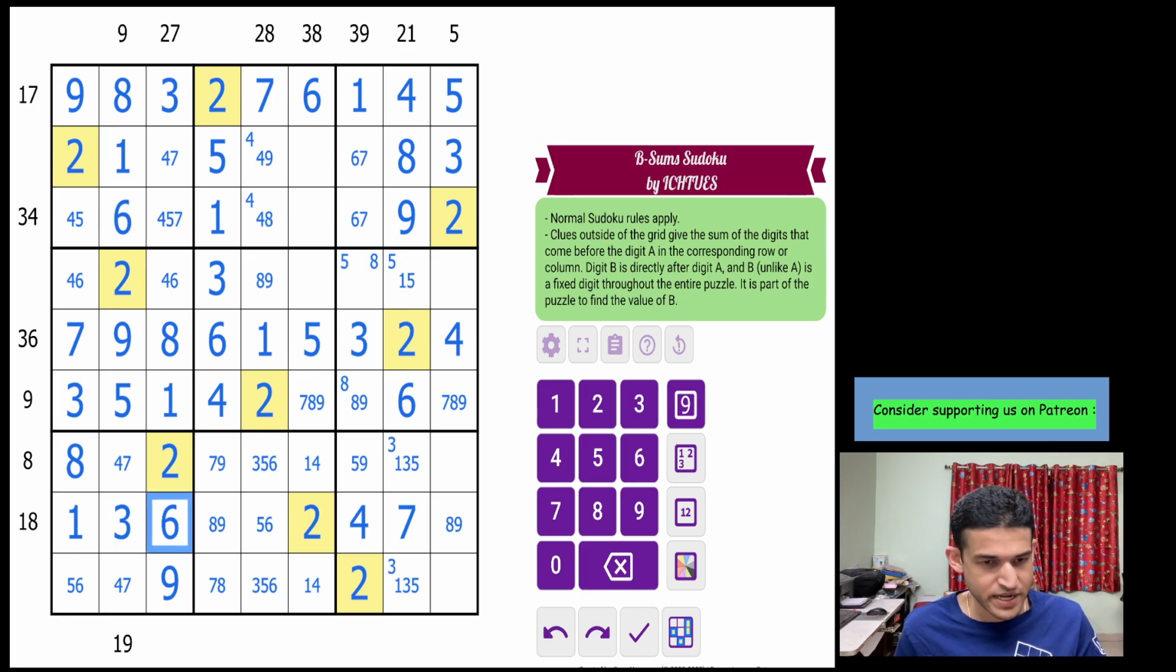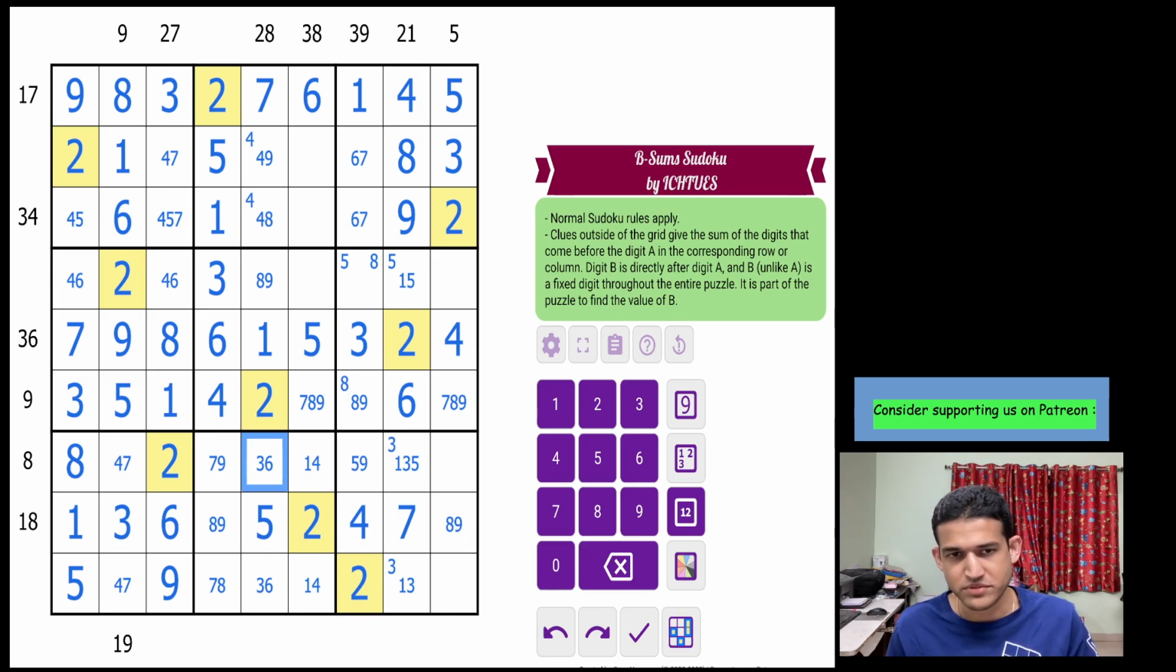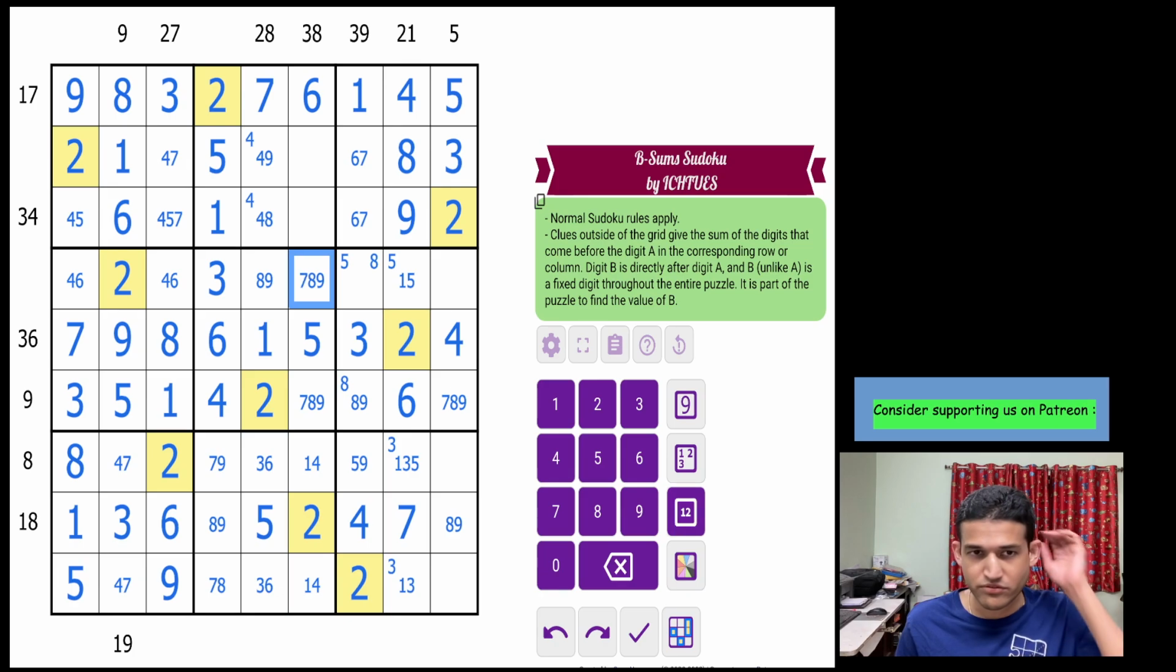Okay, 6 gives 5. This is not a 5, this is not a 5, and 6 gives 5 again here. 3 6. Wow, what a gorgeous creation, guys. Really beautiful. Excellent creation from ICHTUES. I think this is the first Sudoku we are covering in the channel by this author. Perhaps in the future I'll try to look at more of this author's puzzles.